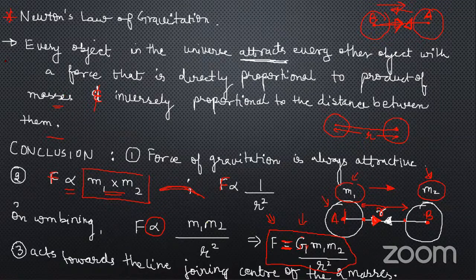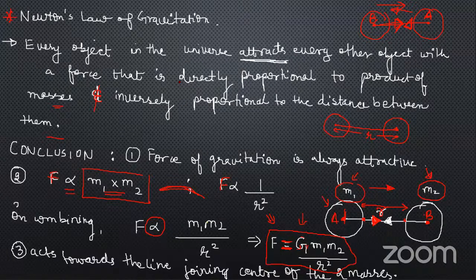The only thing we need to learn here is the statement and understand what the statement is trying to say. Now here also we have a confusion: why are we not attracting every other object which is kept in our room? So we just need to understand the statement and apply it. Derivation and all is not in the syllabus.